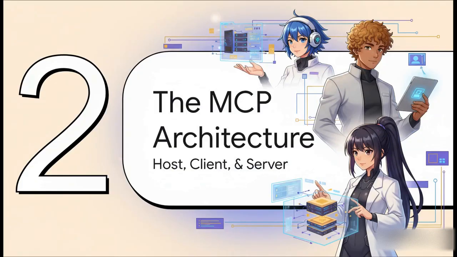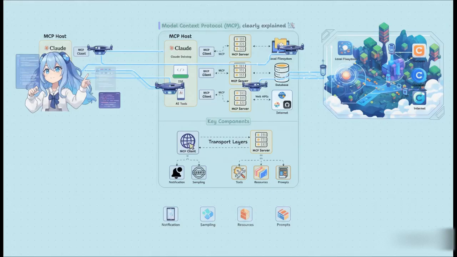So now that we get the big idea, let's peel back the layers and look at the technical architecture. We're going to break down the three key pieces that make this whole system tick: the host, the client, and the server. This diagram really gives us that bird's eye view. Over on the left, you've got the host. That's the AI application you're actually talking to, like Claude or a smart IDE. The host then uses these MCP clients to connect to one or more MCP servers, and each of those servers acts like a specialized gateway, giving the AI access to things like a file system, a database, or a web API.